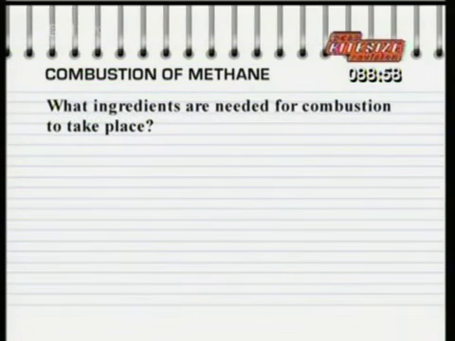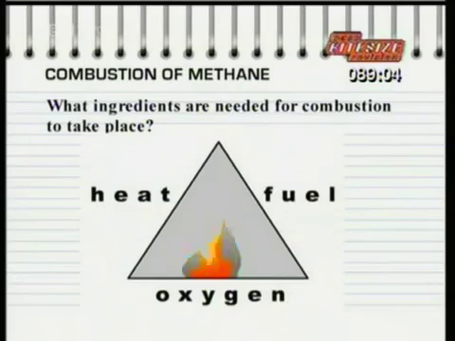Next question. What ingredients are needed for combustion to take place? The three ingredients that are essential to produce a fire are fuel, in this case methane gas, oxygen, and heat energy. If any one of these is missing, then the fire goes out. Changing the amounts of any of them changes the rate of combustion.